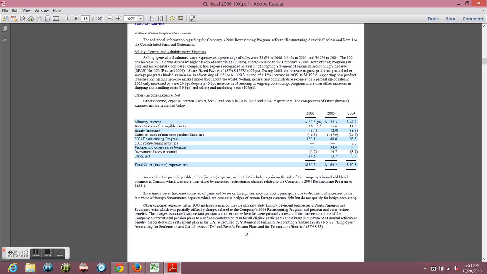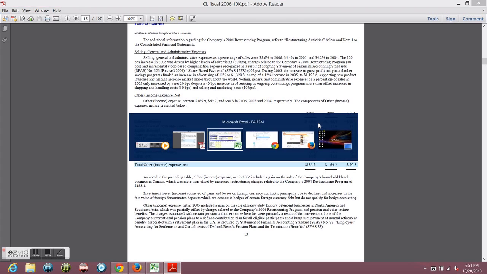Now, one thing to remember with the non-recurring items is that whatever is an expense, such as minority interest, we're going to add that back in. Whatever is an income, we're going to subtract out. Okay? So it's an opposite. So make sure you do that whenever you're playing around with these numbers. So minority interest is an expense, so we're going to add that back in.